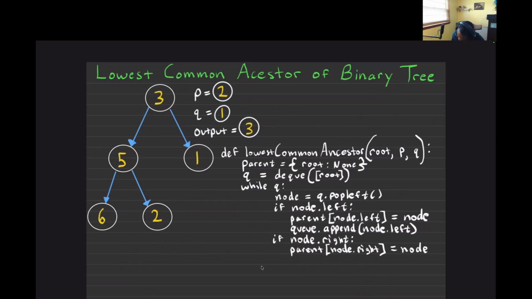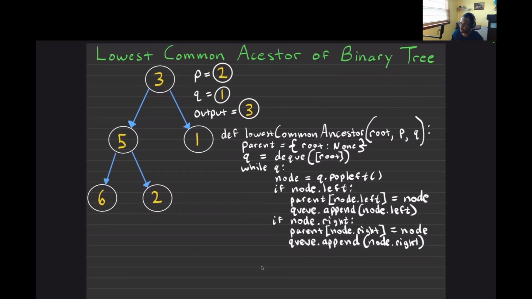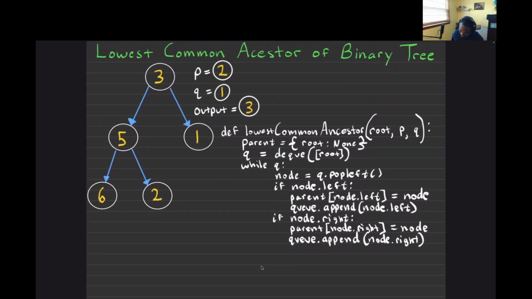And now we have to update our queue. So queue.append(node.right). So far so good. We have a little bit more code to write. Effectively, this is what our hash map would look like, so let me go ahead and draw that out.